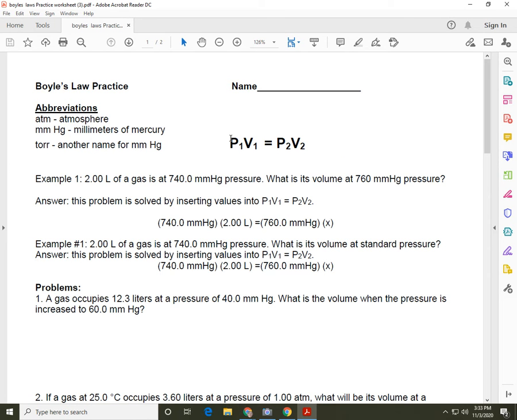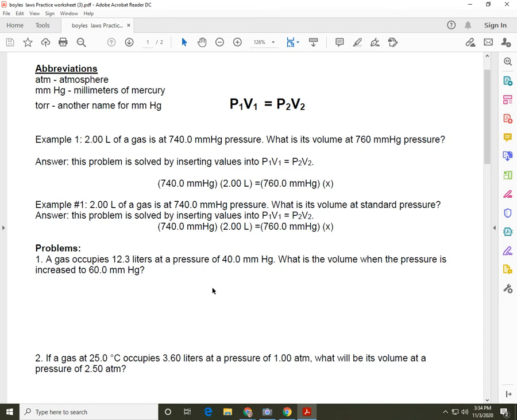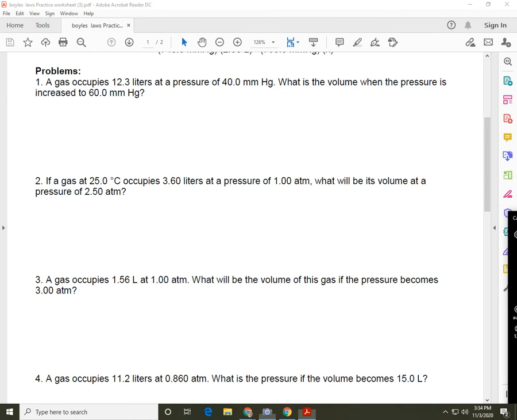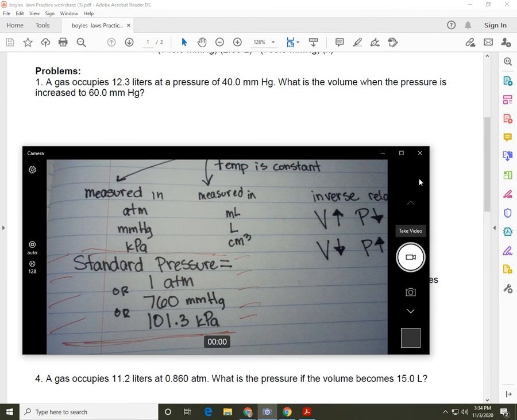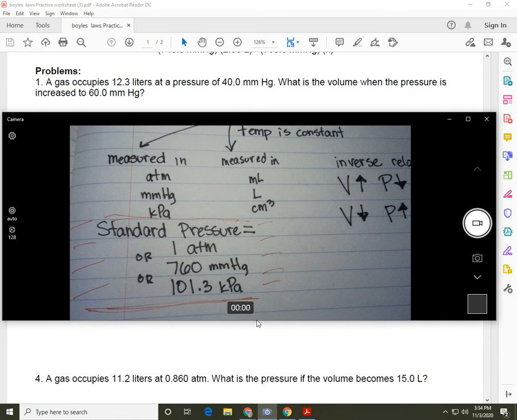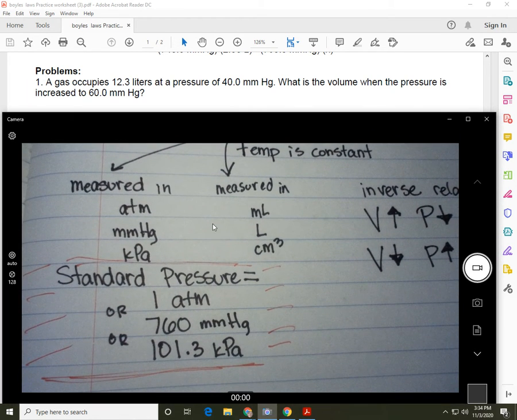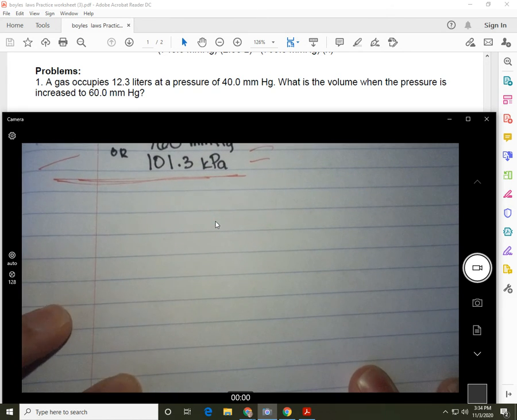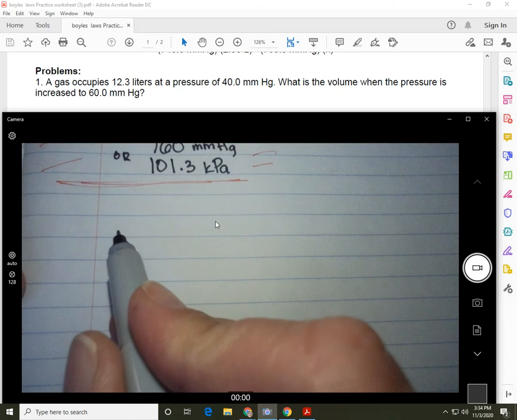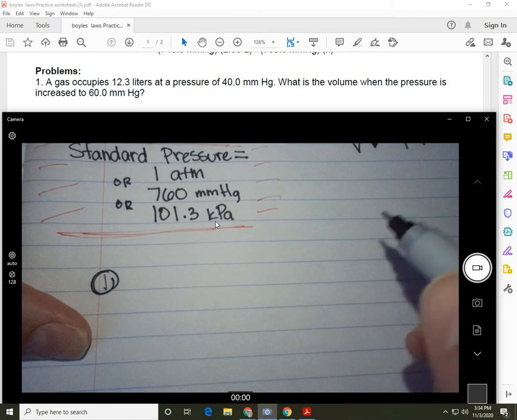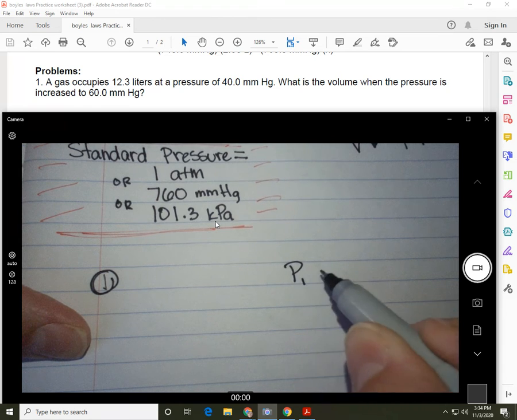Okay, in the practice problems that you're given, you can see the formula. You can also see another example. We are going to go ahead and do these problems together in our notebook. So we will try to see both the problems and the notebook at the same time. All right, so let's look at number one. Now we know that we're going to be using the Boyle's law equation, so we could go ahead and write it.